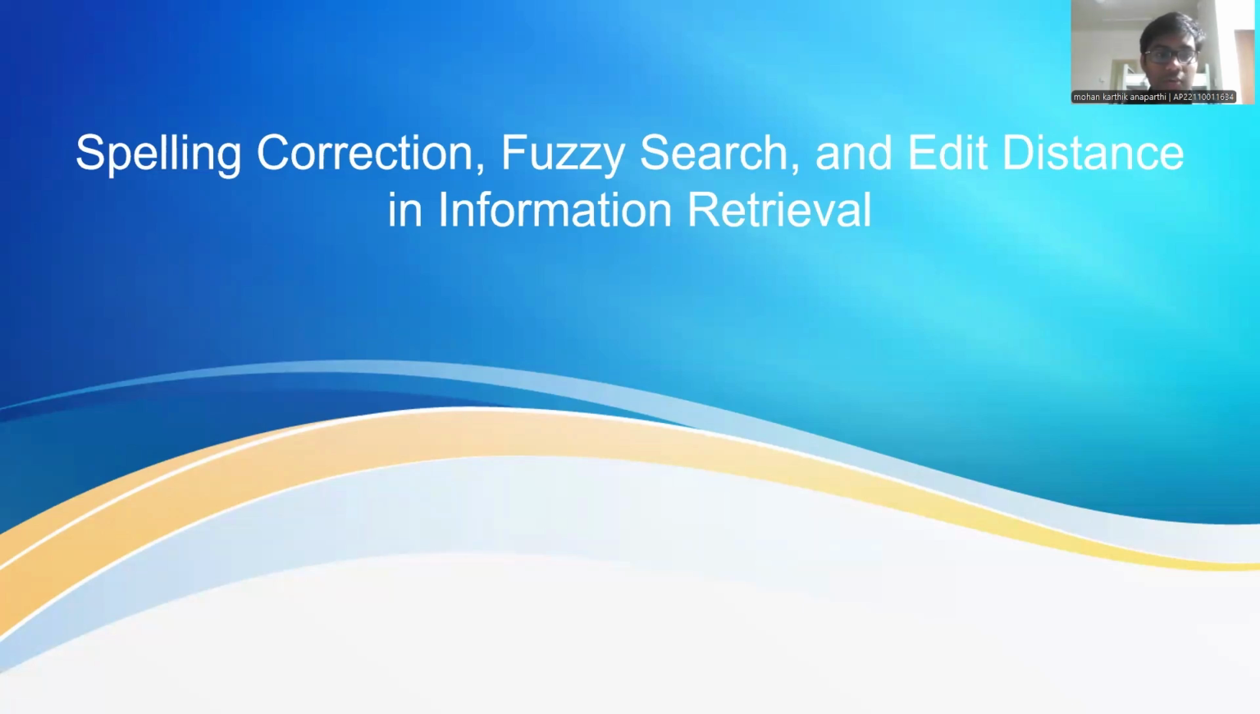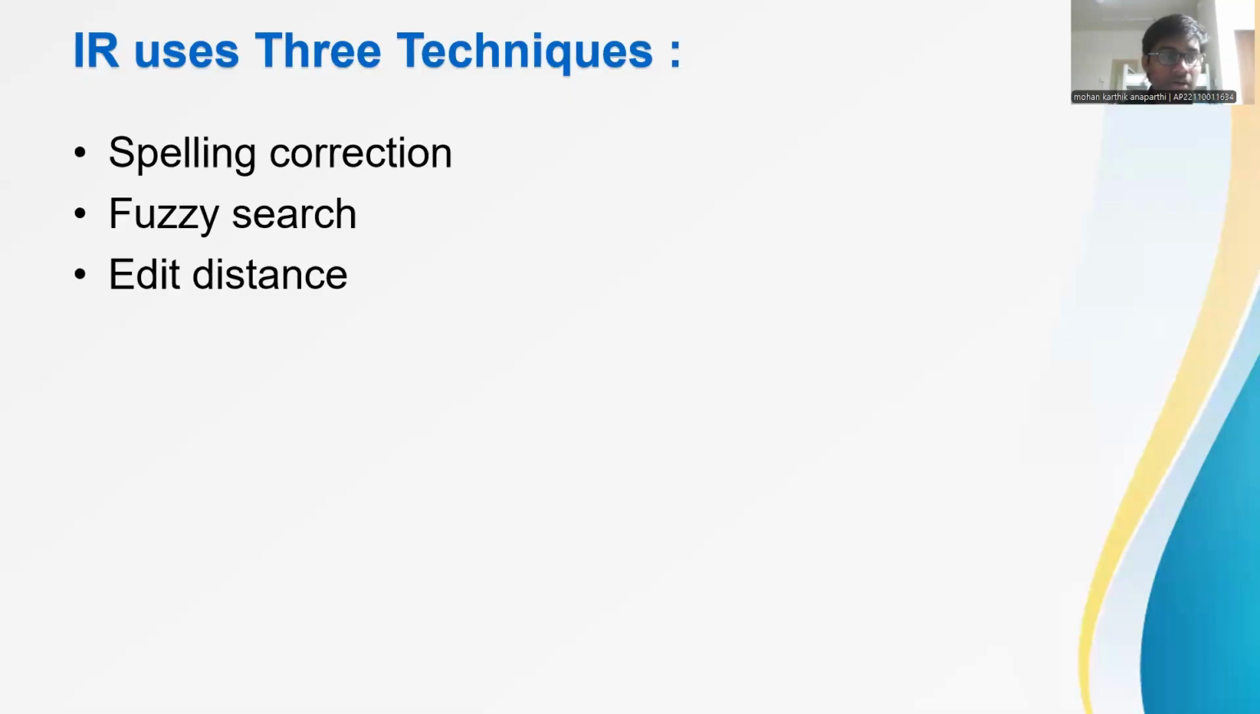Today I am going to talk about a topic which is spelling correction, fuzzy search, and edit distance in information retrieval. Let us go into the topic. Here, when users enter a wrong word, it is the responsibility of information retrieval to detect those errors and fix them. Here, IR uses three techniques: spelling correction, fuzzy search, and edit distance. Let us go to spelling correction.